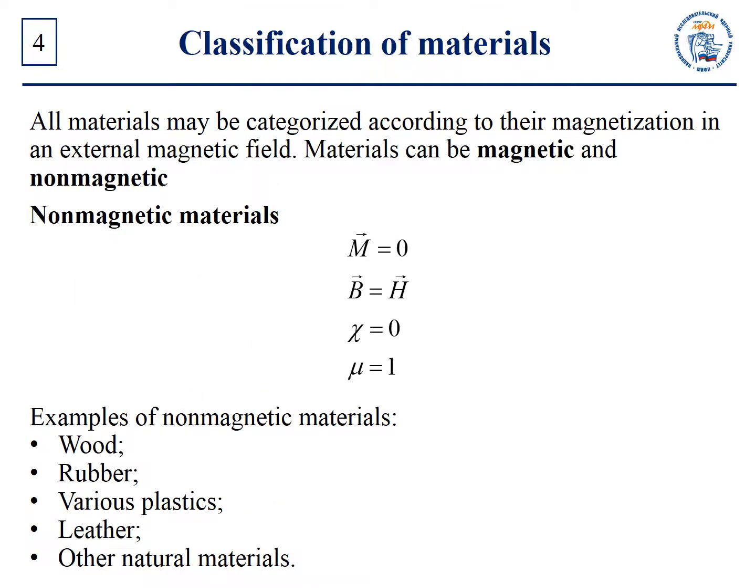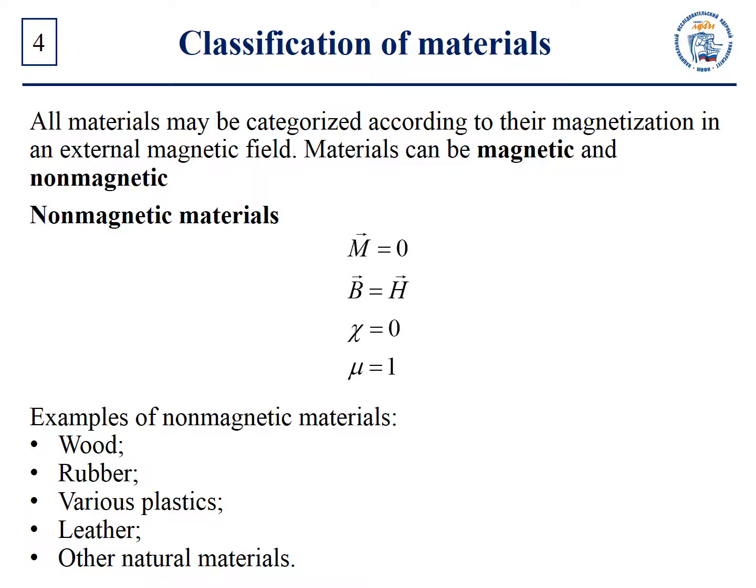All materials, not only solids, may be categorized according to their magnetization M in an external magnetic field H. Materials can be magnetic and non-magnetic. The atoms of non-magnetic materials do not have magnetic moments, therefore their magnetization is equal to 0, and magnetic induction is equal to external magnetic field. Note that in antiferromagnets, magnetization is equal to 0 as well, while the differential magnetic susceptibility is non-zero. We shall see this below.